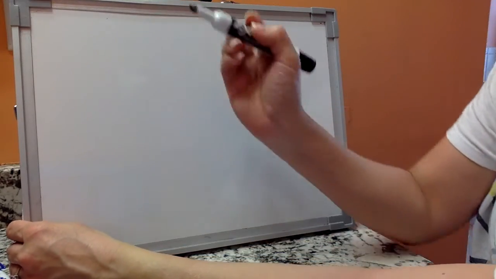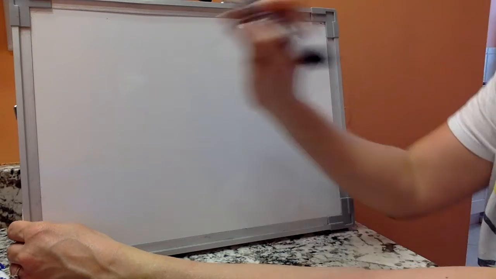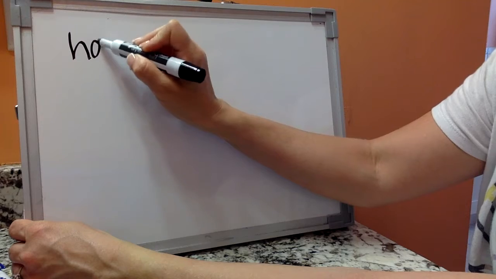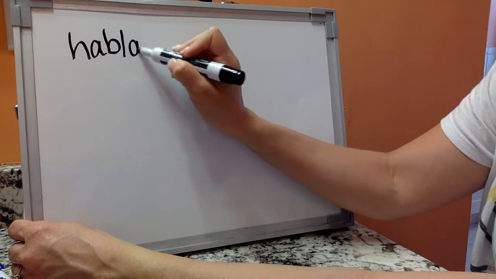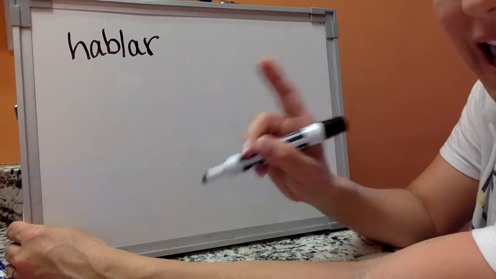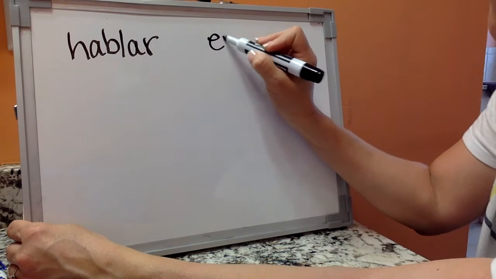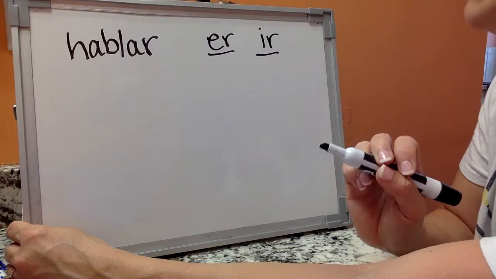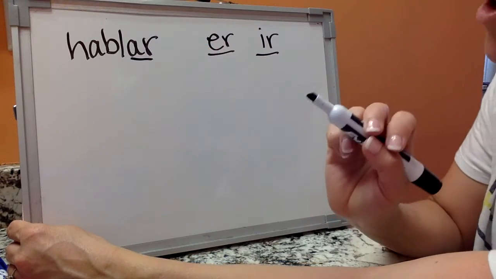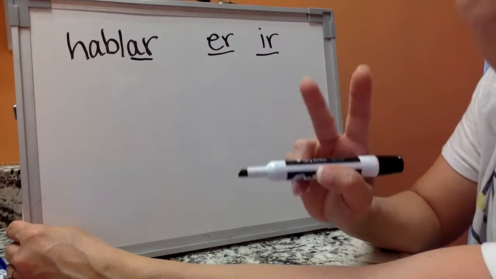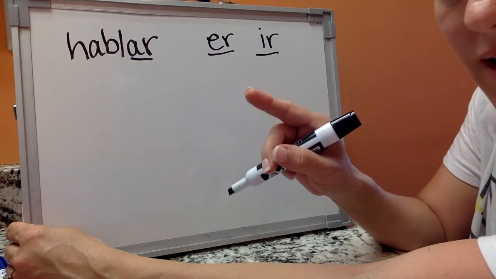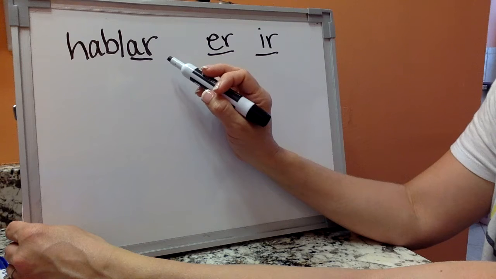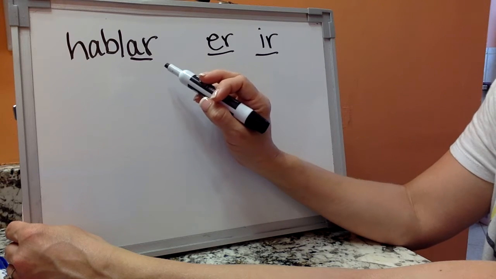So I'm going to take a common AR verb. So for example, we have hablar. Okay, so remember, every verb in Spanish is either going to be an AR, an ER, or an IR verb. Okay, so we're going to go over our AR verbs right now, okay? Remember, every verb before it is conjugated is called the infinitive, okay? This is your unconjugated form of the verb, the infinitive.